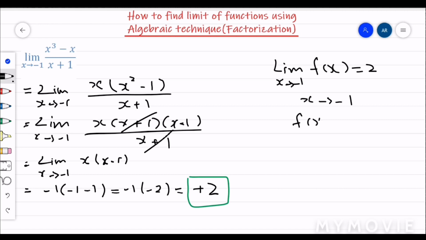So what does it mean? When the limit of x approaches negative 1 of the function, the final answer is 2. It means when x goes to negative 1, the function will approach 2. X goes to negative 1 means x is very very close to negative 1 but not equal to negative 1. And f of x approaching 2 means f of x is very very close to 2 but not equal to 2. The limiting value of the function is 2.